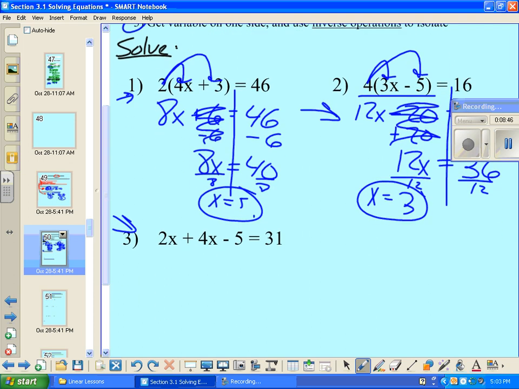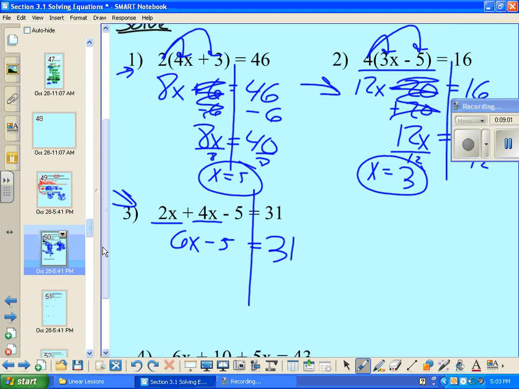On the left side here, there is a place to collect like terms. I can take 2x plus 4x and combine those. 2x plus 4x gives me 6x minus 5 equals 31. So again, step 2 I was actually able to do in this case. And that got me to a point that looks pretty familiar. This is just a 2-step equation. 6x minus 5 equals 31. I'm going to add 5 to both sides. Gets rid of the 5's on this side. Now I just have 6x equals 36. Divide by 6 on both sides. x equals 6.